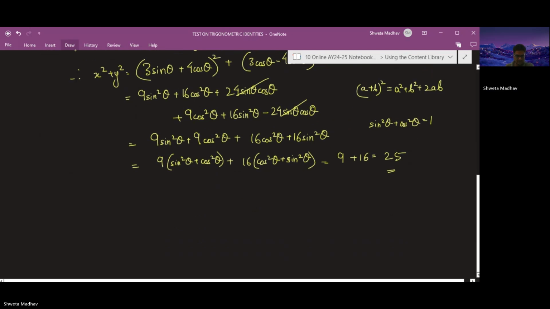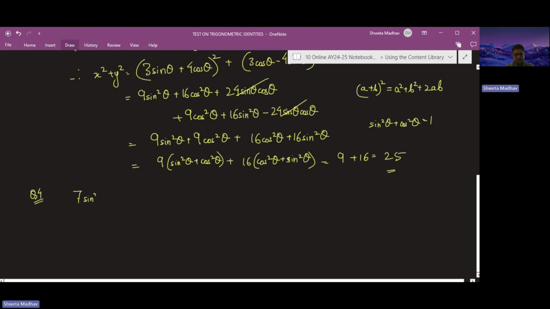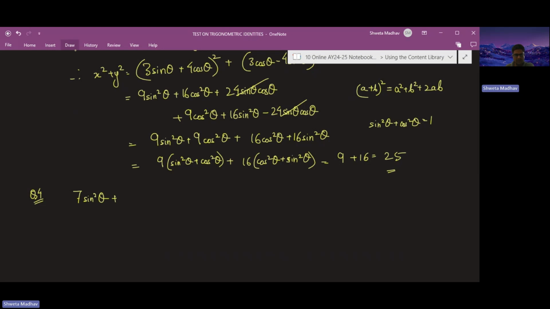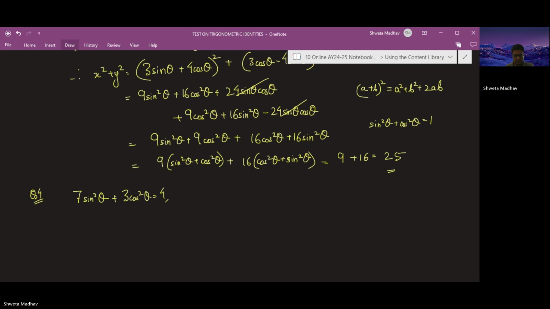Then question number 4 has been told that if 7 sine square theta plus 3 cos square theta is equal to 4, then find the value of tan theta. Tan theta value we need to find out.